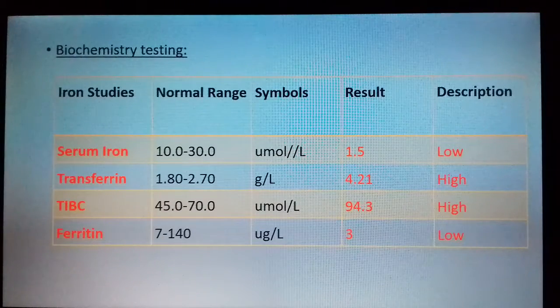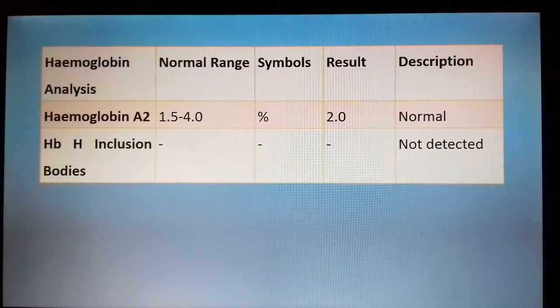In biochemistry testing, the doctor requested for iron studies. The serum iron and ferritin are low, while transferrin and TIBC are high. The doctor also requested for hemoglobin analysis. Hemoglobin A2 was normal. Hemoglobin H inclusion bodies is not detected.